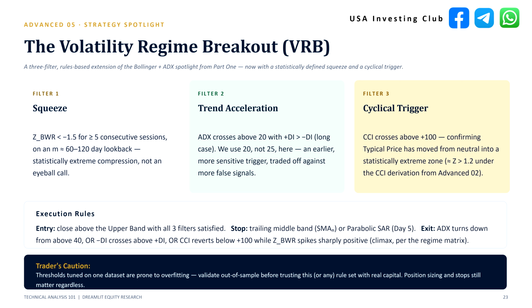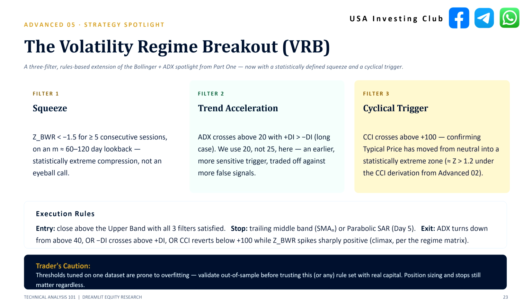Filter 2, trend acceleration. ADX crosses above 20 with positive DI above negative DI for the long case. Notice we use 20 here, not 25, a deliberately earlier and more sensitive trigger traded off against a higher rate of false signals. Filter 3, the cyclical trigger. CCI crosses above plus 100, confirming that typical price has moved from neutral into a statistically extreme zone. Roughly a Z above 1.2, straight out of the CCI derivation 2 slides back.